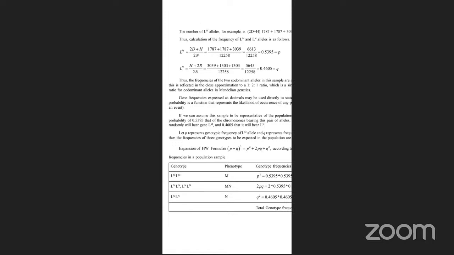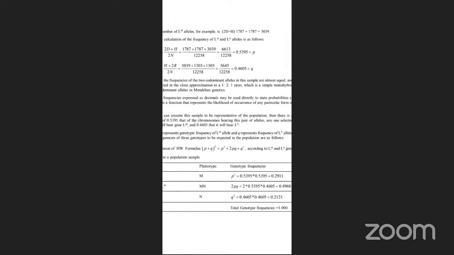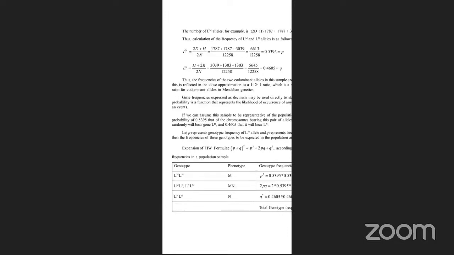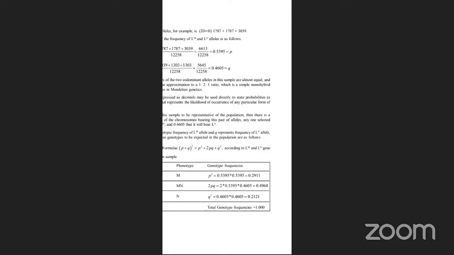The number of L^M alleles is 2D plus H, that is 1787 plus 7087 plus 3039. Thus, the calculation of the frequency of the L^M allele is as follows: L^M equals 2D plus H by 2N, which equals 0.5395. L^N, which is Q, is 0.4605. Thus, the frequency of the two codominant alleles in the sample is almost equal.